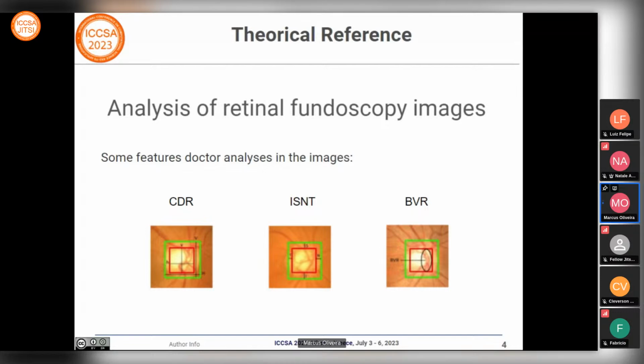The ISNT rule is about the area between the cup and the disc boundaries, the green and the red rectangles. In the healthy eye, the inferior area should be greater than the superior area. The superior area should be greater than the nasal area, and finally the nasal area should be greater than the temporal area. All of the areas are shown on the middle figures, where we can see the rule applied on the healthy eye. The right figure shows the blood vessel ratios, BVR, which decreases as the disease progresses.